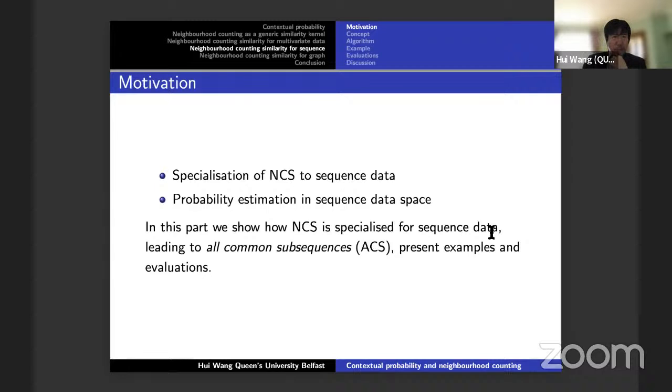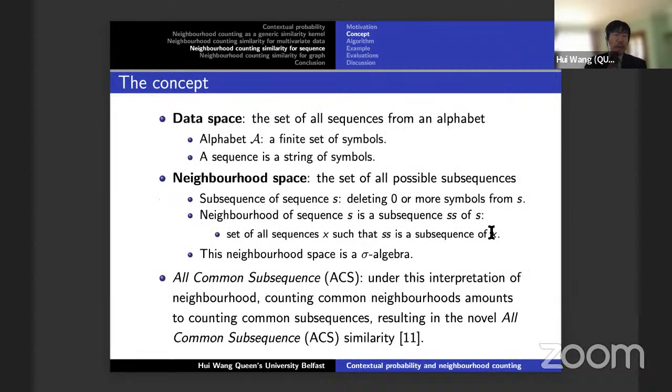Okay, the next topic is the neighborhood counting similarity for sequence. The motivation for this one is I want to specialize the generic neighborhood counting similarity to sequence data. I also want to estimate probability in sequence data space. And so that is the simple motivation. As I mentioned earlier, to specialize the NCS for a specific type of data, we need to define the data space and the neighborhood space.